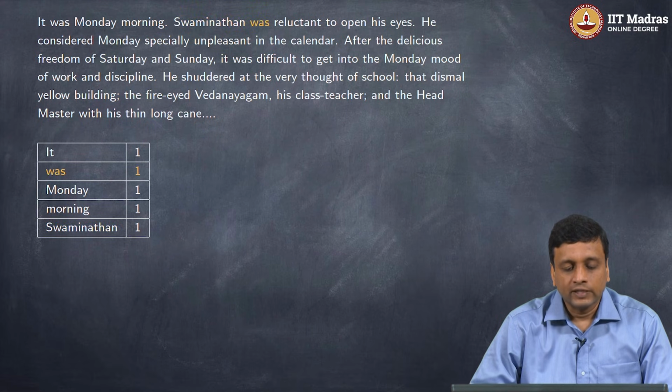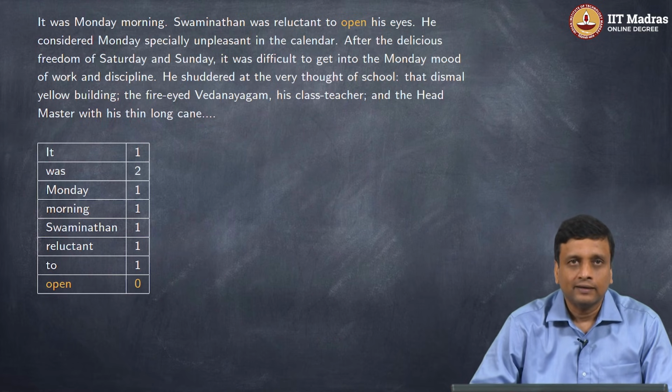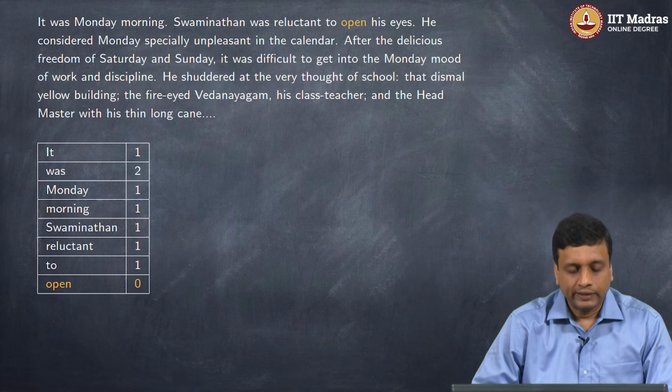And now we come to the first interesting case, which is the word was. So, we realize that we have seen was before, we already have a counter for was and its value is currently 1. So, we increment it and make it 2. Moving on, we come to a new word reluctant. So, reluctant is a new counter which is incremented to 1. To is a new counter which is incremented to 1. So, we are using the word itself to name the counter. So, these words in these boxes at the bottom are like variables. So, we are creating a variable for every word in our text.